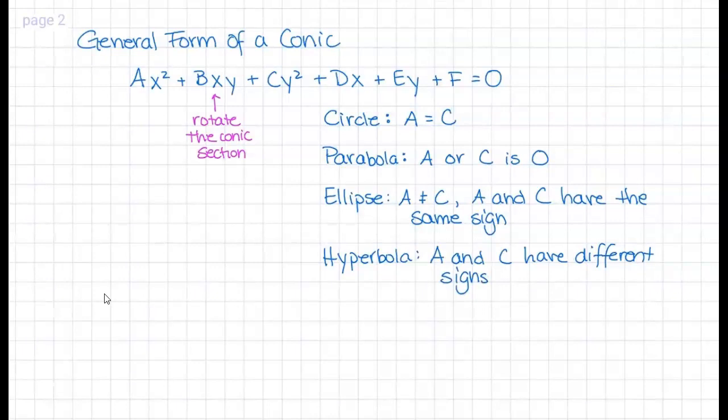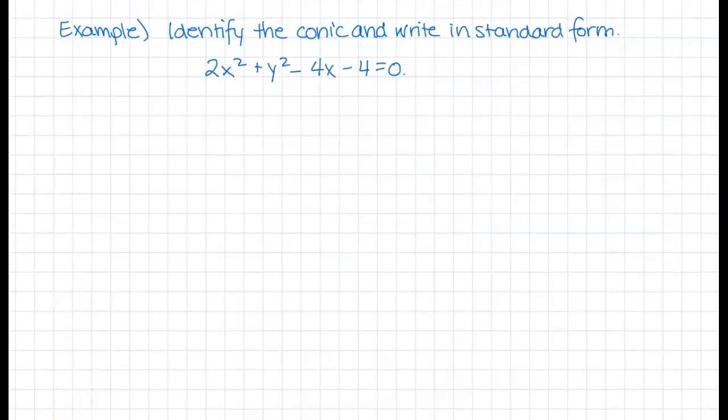So it's really easy to know which one you've got, and then once you know which one you've got, you know how to make your equation look. So for example, we're just going to do one little example. Okay, so let's look at this one. Identify the conic and write in standard form. Well, we don't know what the standard form is going to be until we know what kind of conic it is. And we can see that the coefficients of x squared and y squared, we got 2 and 1. They are not the same. It is not a circle.